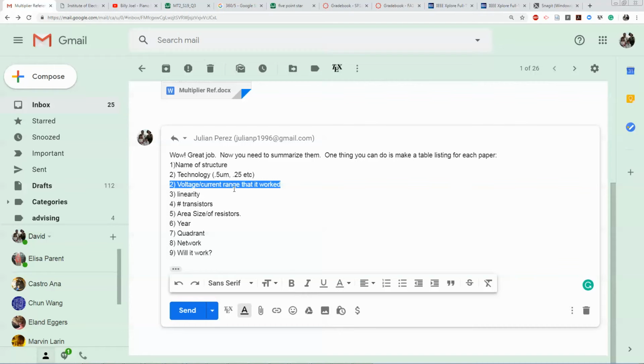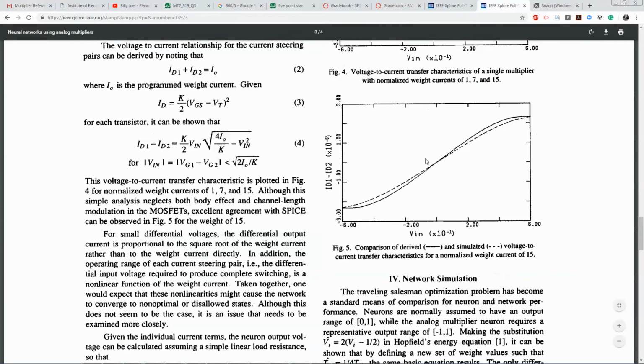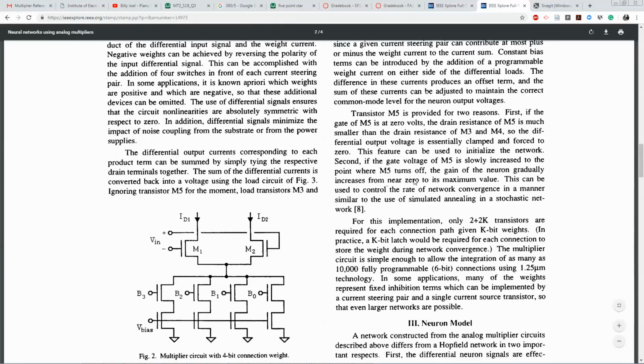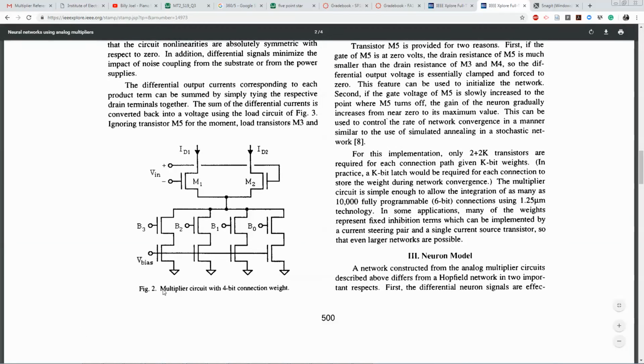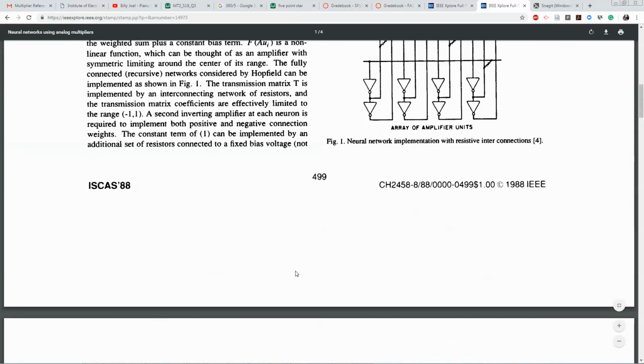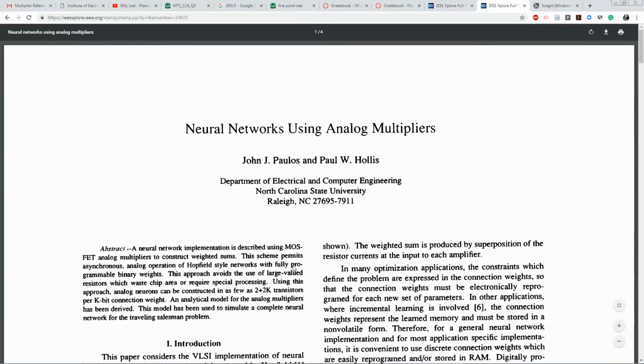Yeah, it's at least plus or minus 5 volts. Not quite sure if they put it in there. And they didn't really give their multiplier a fancy name, except you could call it multiplier circuit with 4-bit connection weight. I don't know.